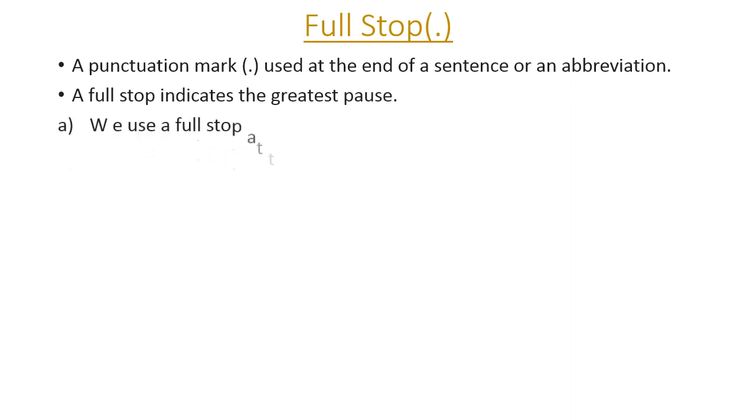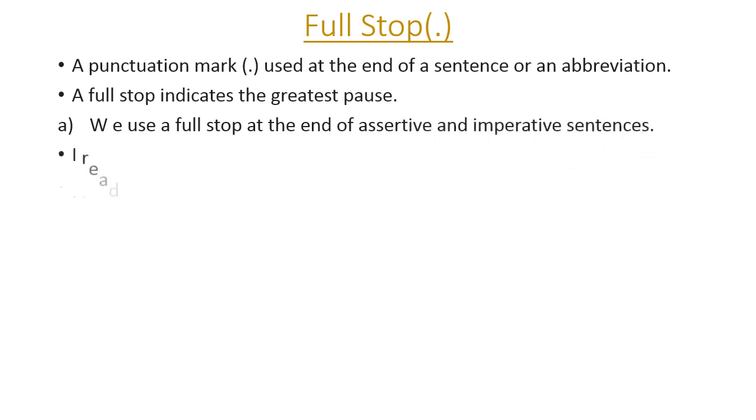We use a full stop at the end of assertive and imperative sentences. I read in class 7. So a punctuation mark is used at the end of the sentence or an abbreviation. What is an abbreviation? Abbreviation means short form of a full name. Like Prime Minister, we write P.M. That's an abbreviation, short form. And a full stop indicates the greatest pause. Once the sentence is over, that's the greatest pause.